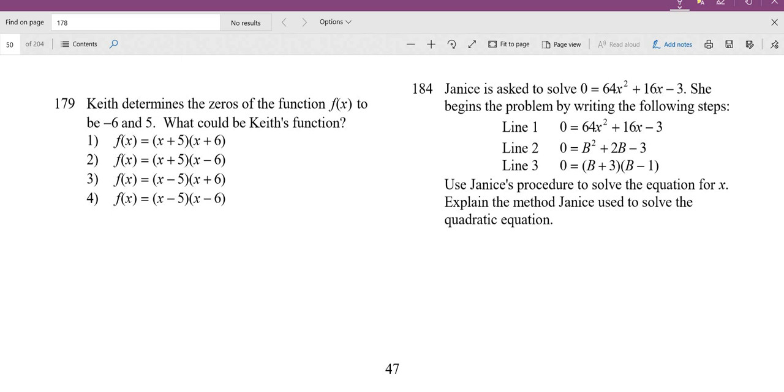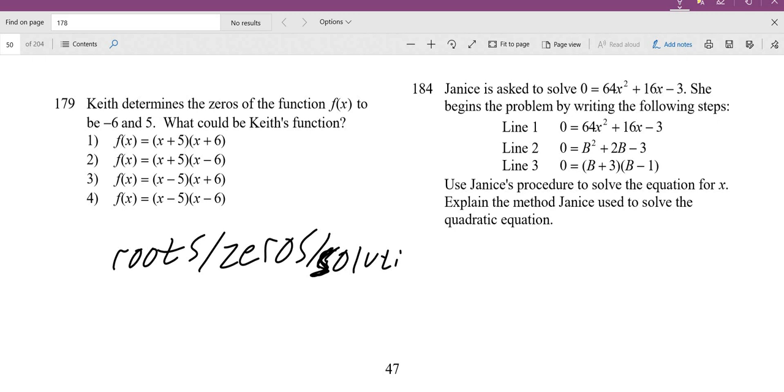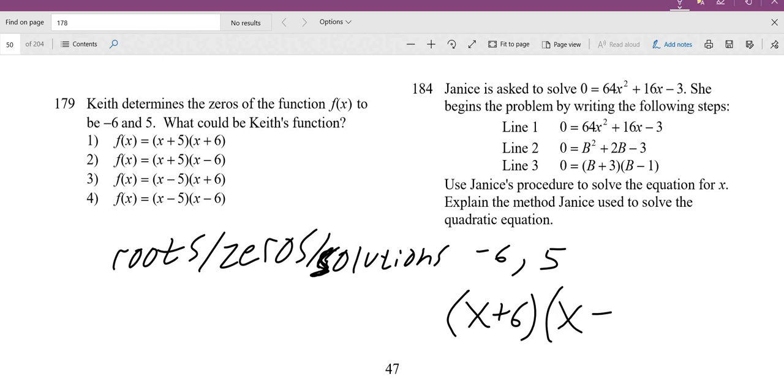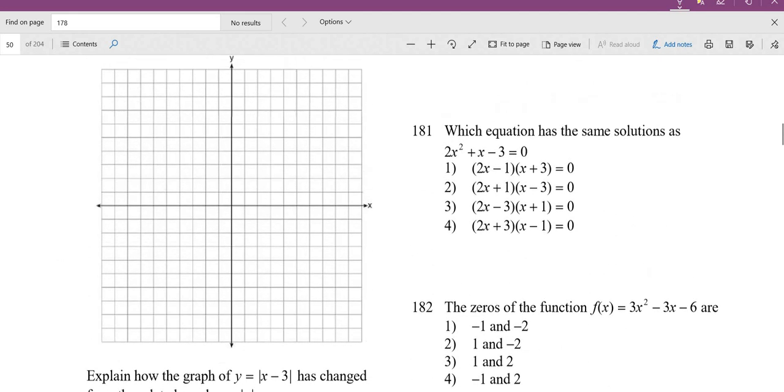If the zeros are negative 6 and 5, right, this is what we were just doing, then the factors, if the roots slash zeros slash solutions are negative 6 and 5, then the factors are going to have to be x plus 6 and x minus 5, which is choice 3.